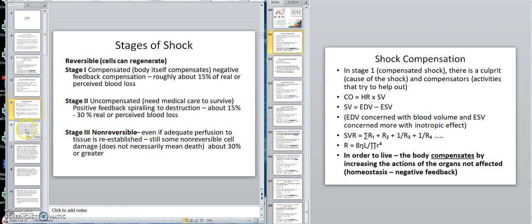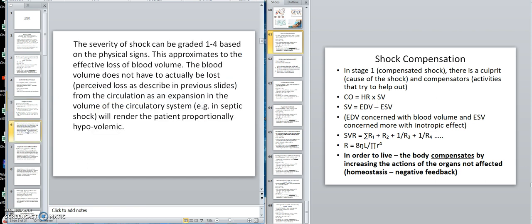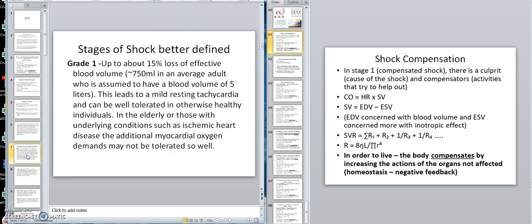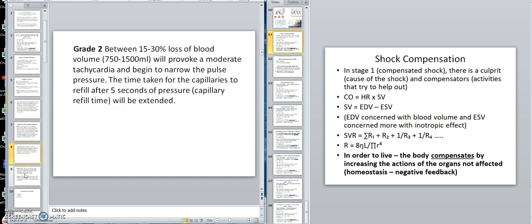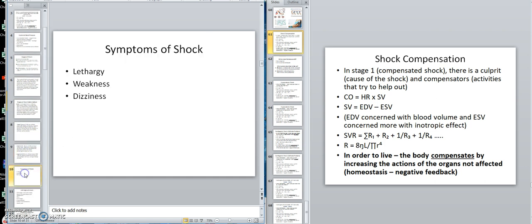Okay, let's go a little further. The severity of shock can be graded from 1 to 4. I'm not going to get into that. You can glance at it. This is real clinical here. So we'll move on. Symptoms of shock. If the brain's affected with shock, you'll be tired, lethargic, weak, dizzy.